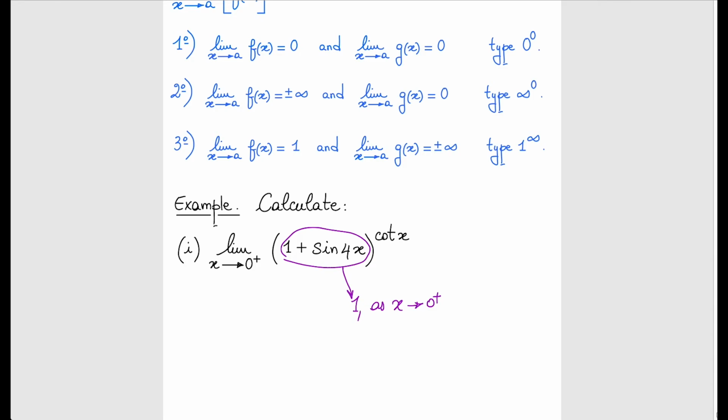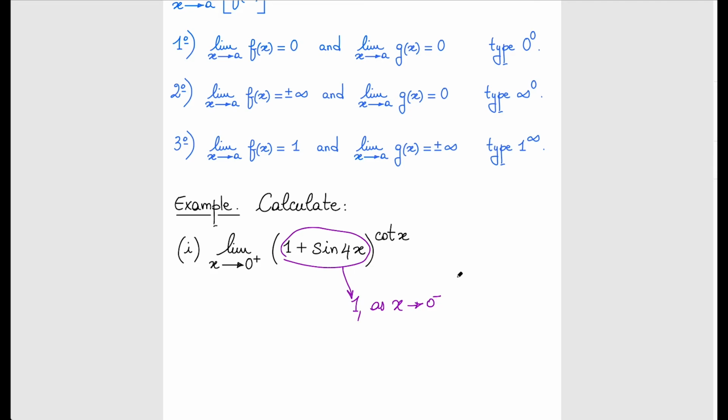And cotangent, as x is approaching 0, cotangent is approaching infinity, correct? Why? Because cotangent is cosine divided by sine. Cosine divided by sine as x goes to 0, upstairs goes to 1, downstairs goes to 0, so the whole thing is going to go to infinity as an exponent. So this is of type 1 to the power infinity, correct? It's of the last type, the third one.